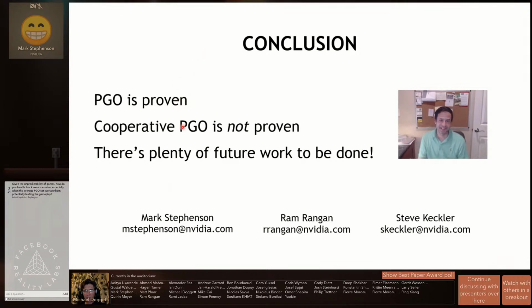Collaborative PGO is not proven, but on paper it seems to solve our profile collection issues pretty well. And the preliminary results we've collected do look promising. So we're busy trying to make this a reality, but there's more to do.